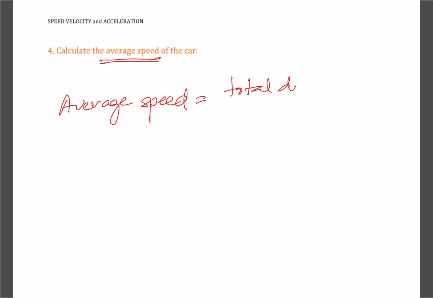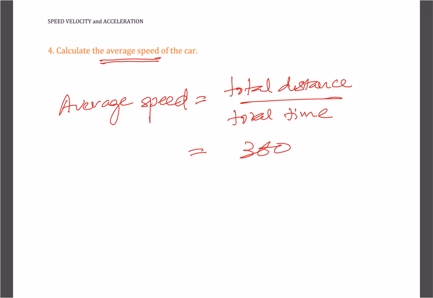And finally, you want to work out what is the average speed of the car. Now the average speed is given as total distance over total time taken. So you have 360 meters divided by the total time of 24 seconds, and that gives you an average speed of 15 meters per second. So this is how you solve a problem on speed, velocity and acceleration, which involves a speed or velocity time graph.